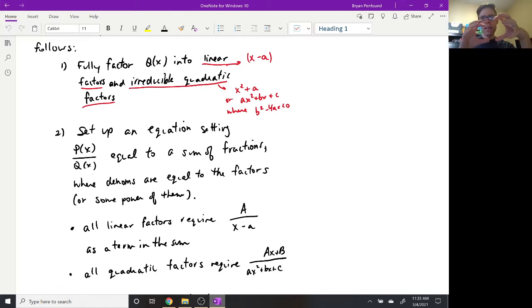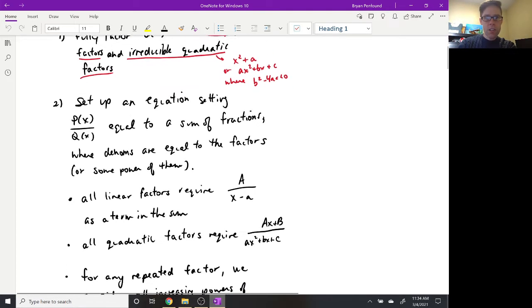Essentially we take that denominator and try to factor it into linear factors as much as possible. Sometimes you end up with quadratic factors that you can't factor any further. These are known as irreducible quadratic factors. These are things that look like x squared plus a, which can't be factored any further. Or they could be of the form ax squared plus bx plus c, where when we apply the quadratic formula, b squared minus 4ac is less than 0, so you get a negative underneath the square root. So they can come in those two different forms.